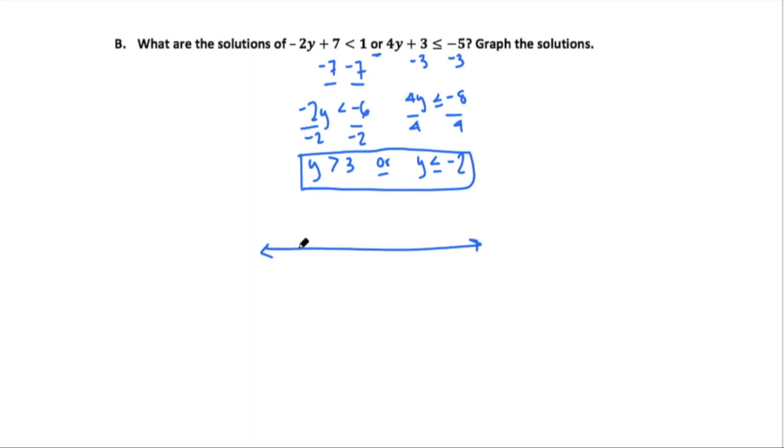So I'm going to go ahead and put our numbers -2 and 3 on the number line. So it says that we are less than or equal to -2, so closed circle, and if it's less than or equal to, it's going to be to the left, and it's greater than 3, so open circle on 3 and to the right. And so there is our representation of the solution on a number line.